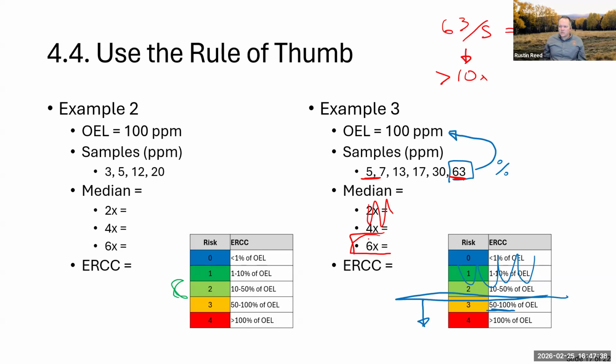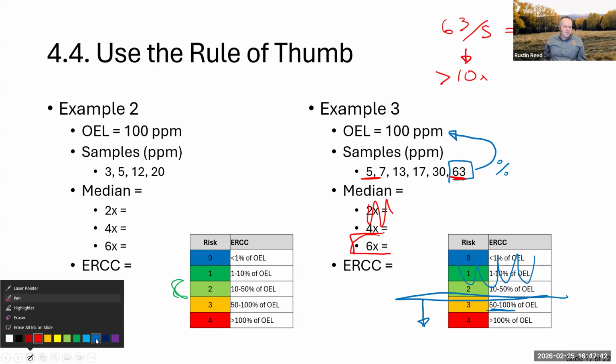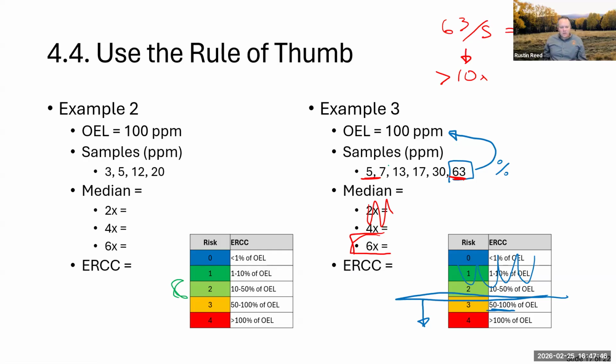I'm not going to worry about those. And then I need to find my median. So I look, I see now I have 6 values. So I have an even number again, which means I've got to find the middle of these two. If I split the difference between 13 and 17, I get 15. So my median there is 15.